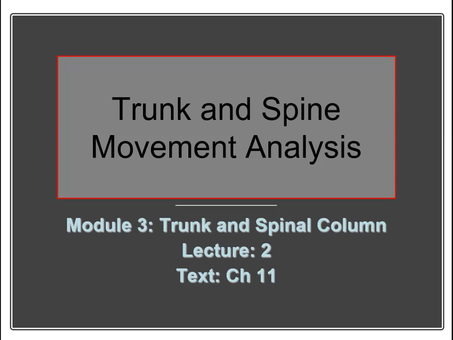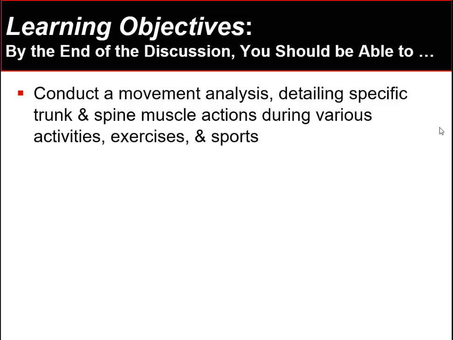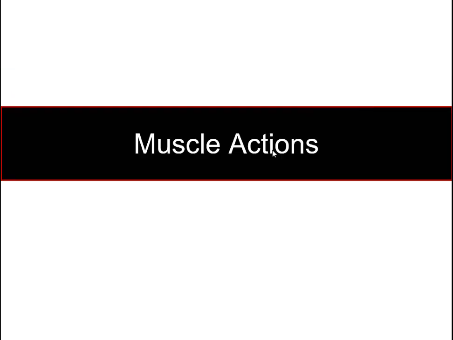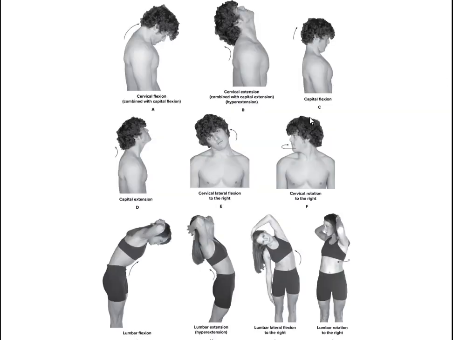So again, remember this is chapter 11 out of the textbook, and this is the second lecture, the first one obviously being done in class. So the main point of this lecture is looking at the ability to do these movement analyses. So looking at the specific trunk and spine musculature, the actions. Again, it's a continuation of, are we looking at concentric, eccentric, what joint actions are happening, and what muscles are involved in that movement. So the muscle actions are our key focus here.